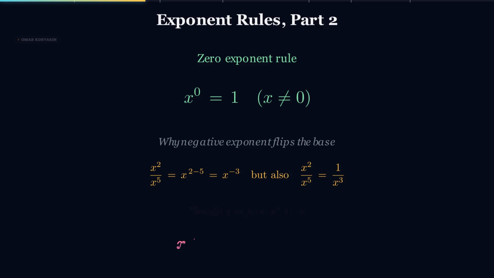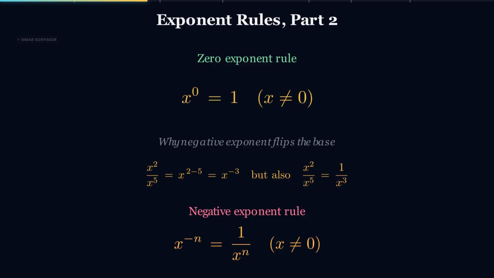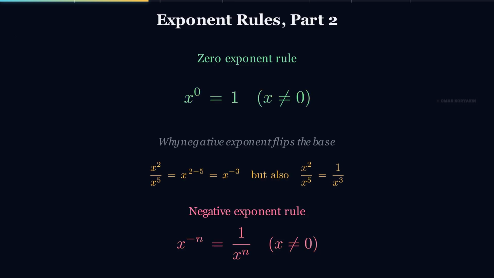Both readings have to agree. Generalizing that gives the negative exponent rule. For any non-zero base x and any positive integer n, x to the negative n equals 1 over x to the n. The minus sign on the exponent is the cue to flip the base into a fraction, and the magnitude of the exponent becomes the new exponent on the bottom of the fraction.